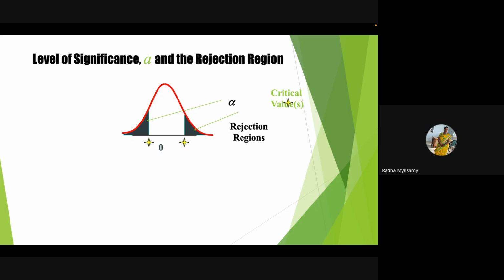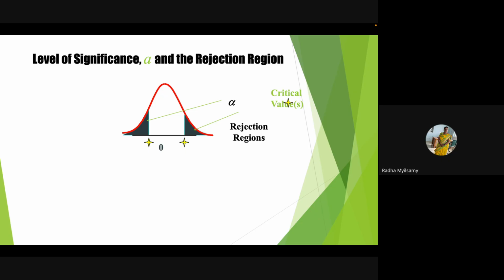We have two types of test, the two-sided test and the one-sided test. If we fix our alpha level on any one side, it is a one-sided test. If the alternative hypothesis is simply mu less than some value or greater than some value, it is a one-sided test. So alpha will be on only one side.